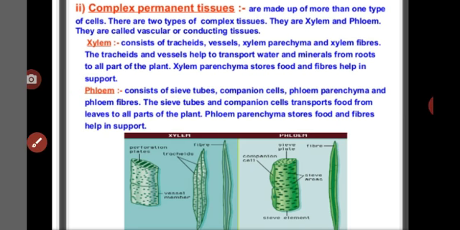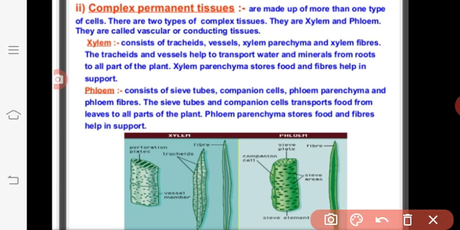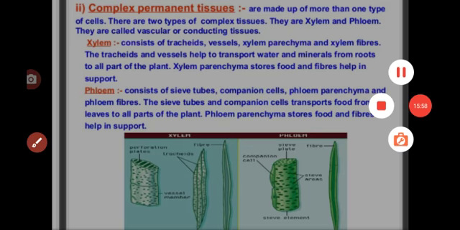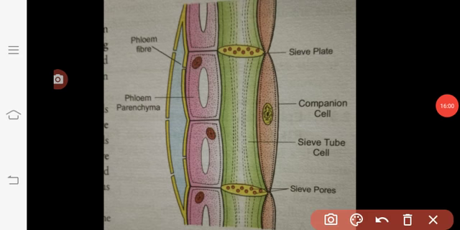This is the sieve tube. This is the sieve element, these are the sieve plates, and this is the sieve area. Sieve tubes are elongated tubular living conducting channels. Let me show this in short. This is the sieve plate.